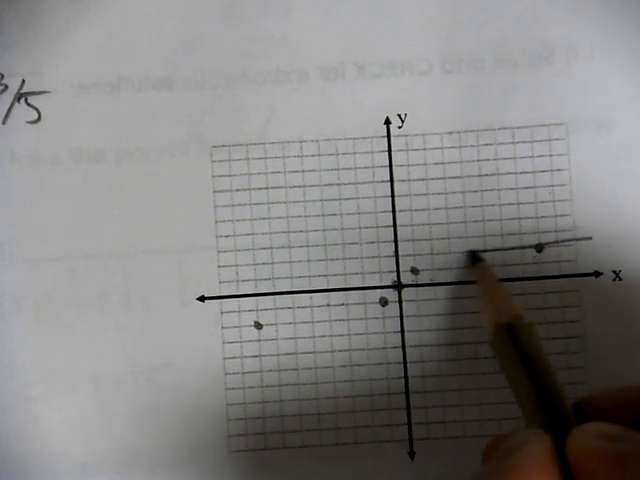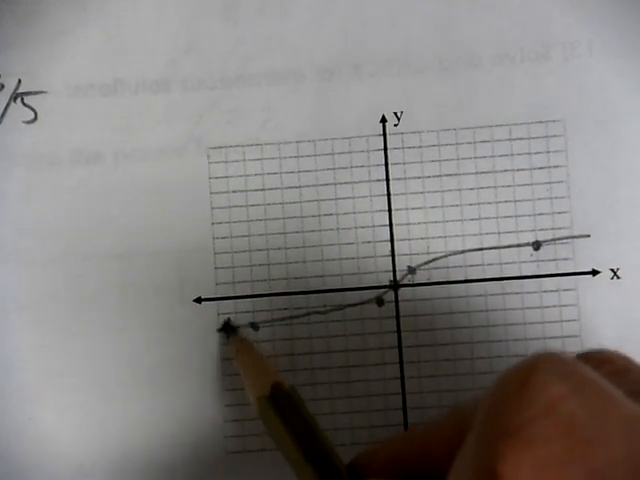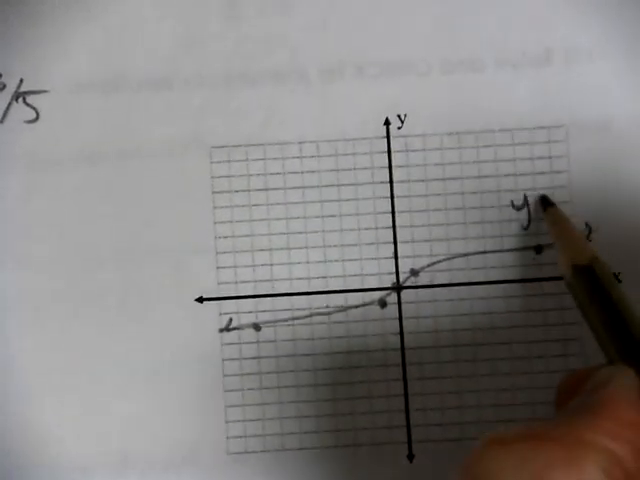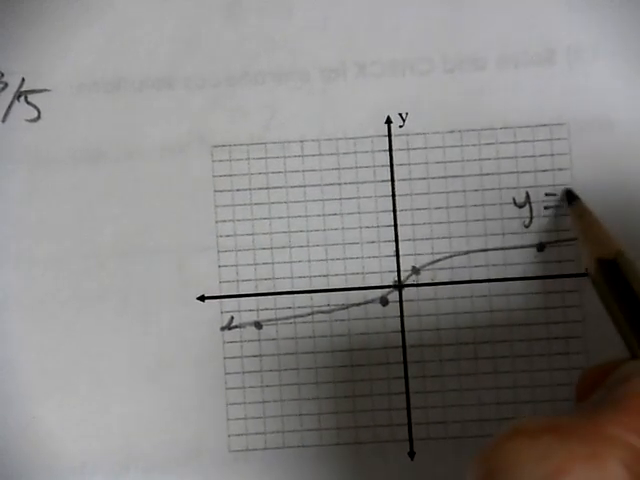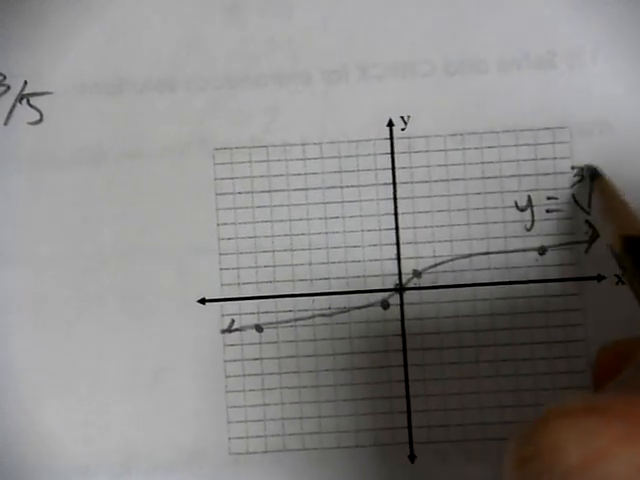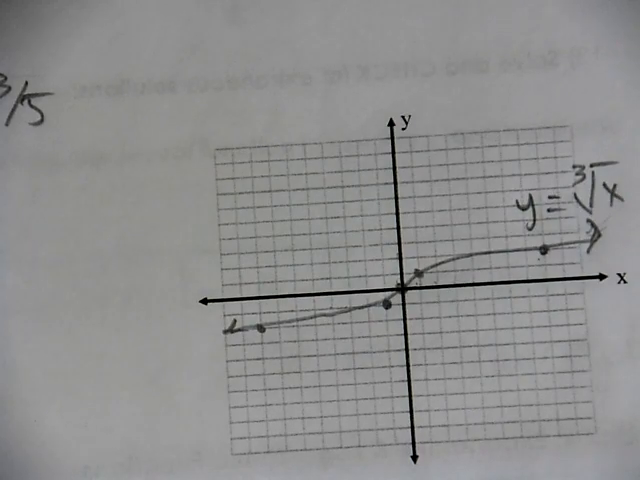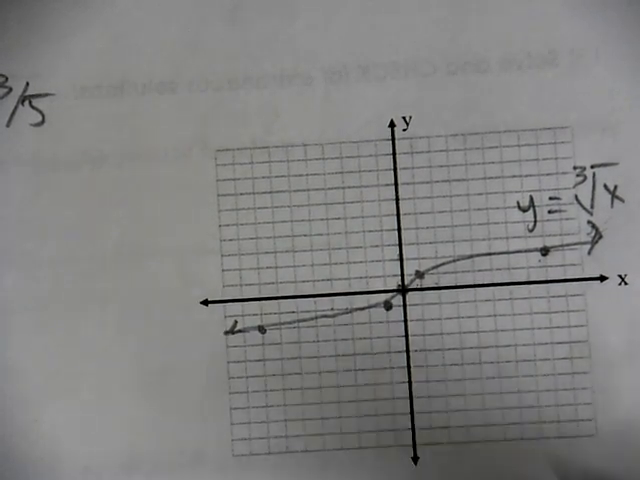So there is y equals the cube root of x. So now we need to translate that 3 units right and 2 units up.